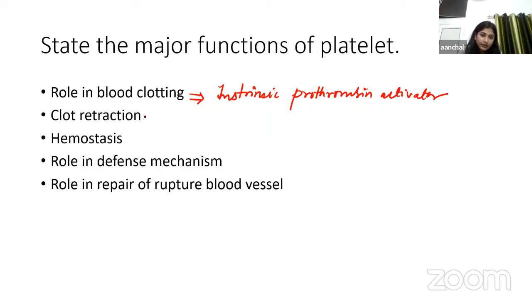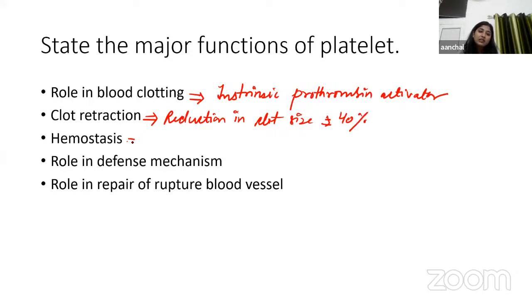Next we have clot retraction. As we know, in the blood clot, the blood cells, including platelets, are entrapped between the fibrin threads, and the cytoplasm of platelets contains very important contractile proteins, namely actin, myosin, and thrombosthenin, which are responsible for the process of clot retraction. What is clot retraction? It is the reduction in clot size by up to 40%.